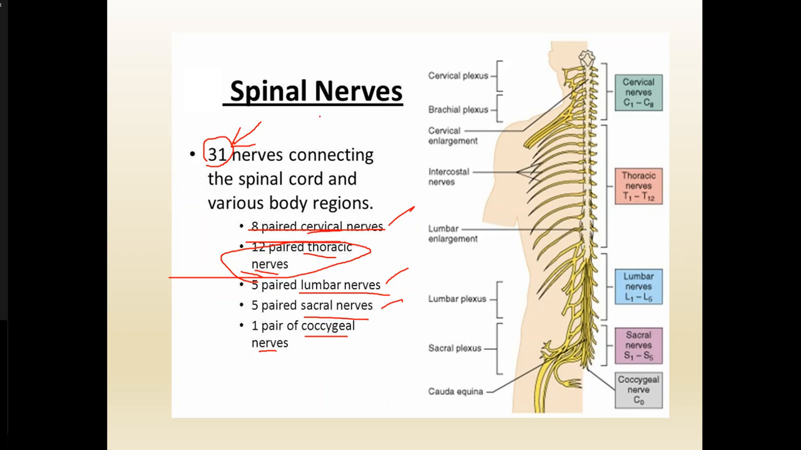All right, so try to remember the total number of spinal nerves for me. And I'm not going to go into detail to ask you how many nerves are per area, but at least you have to know the various areas. So there are cervical, thoracic, lumbar, sacral, and coccygeal nerves.